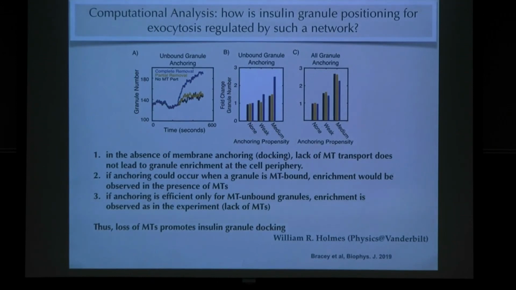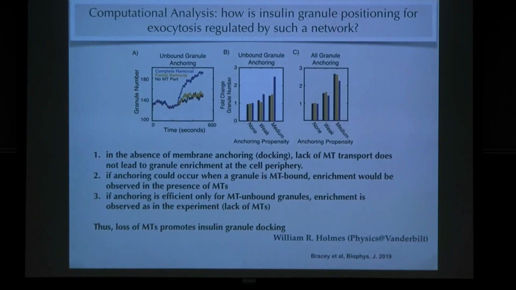So whenever a granule is bound to a microtubule, it is taken away. So if the model allows all granules to anchor and secrete, then the data don't correlate with the experimental data anymore. Which means that loss of microtubules would promote insulin granule docking, because these granules will become unbound from microtubules.